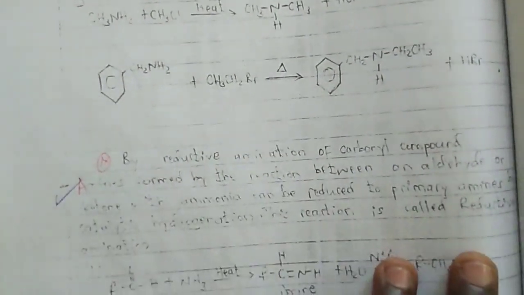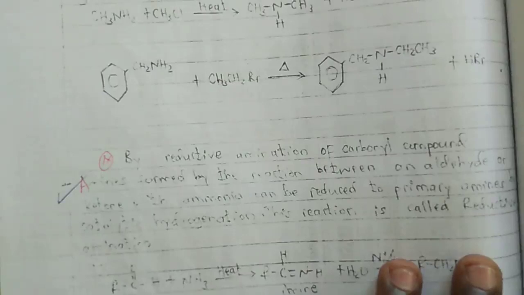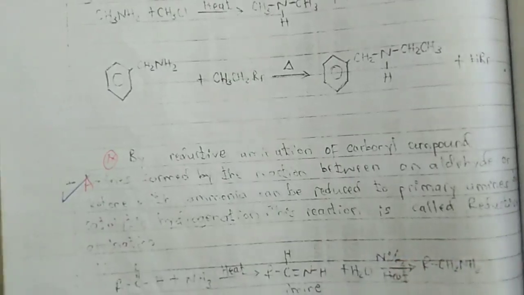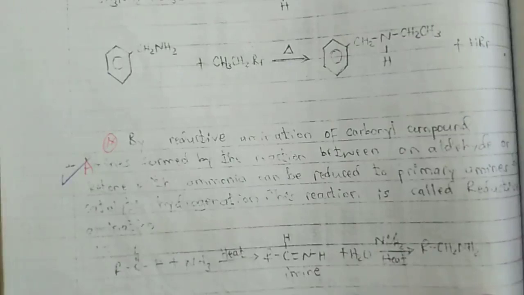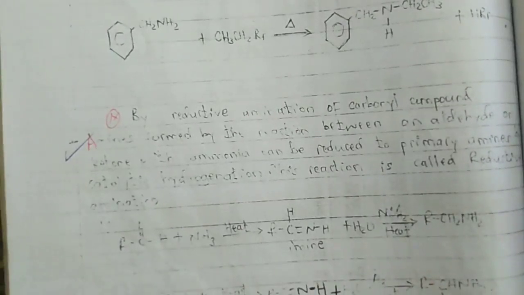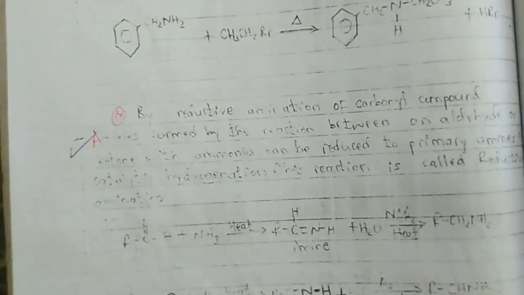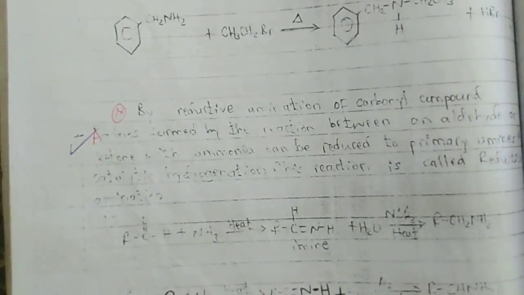Toka hapo, by reductive ammoniation of carbonyl compound. Amine is formed by the reaction between an aldehyde or ketone with ammonia, which can be reduced to primary amine by catalytic hydrogenation. This reaction is called reductive ammoniation. Kwa reactisha na ammonia hapa inakuja kupata huyo hapa ambayo hapa ni oxime, huyo hapo reactisha na yule pale napata answers kama hizo.